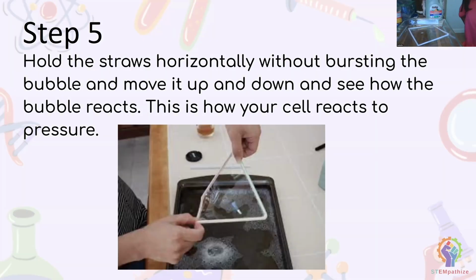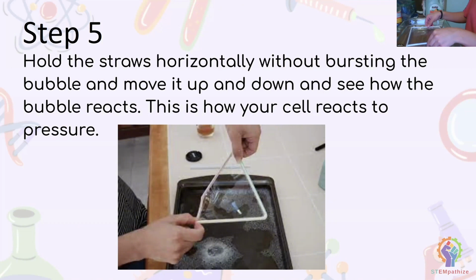So this is step 5. I hope you still have all your stuff here. Maybe if you went to take a walk, you grabbed a towel. Maybe you grabbed a parent just to see how cool this is. So our 5th step, we're going to be holding the straws horizontally without bursting the bubble. And we're going to be moving it up and down to see how the bubble reacts. So this is going to represent how your cell reacts to pressure.